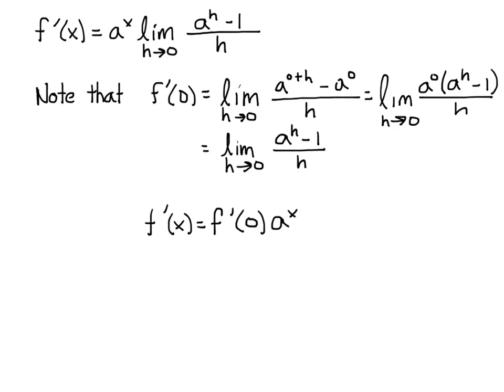Okay? See the significance of this? I'm not taking the derivative directly of a to the h. What I'm finding is that if I know the derivative at 0, then I'll know what the derivative is for the entire function, because that function's derivative is proportional to the original function. So this is significant.